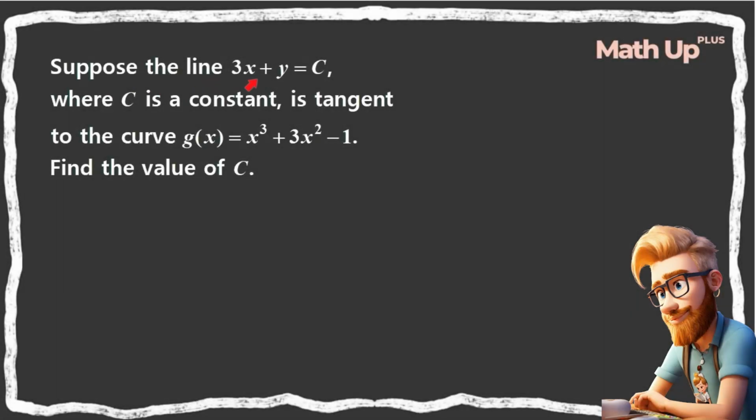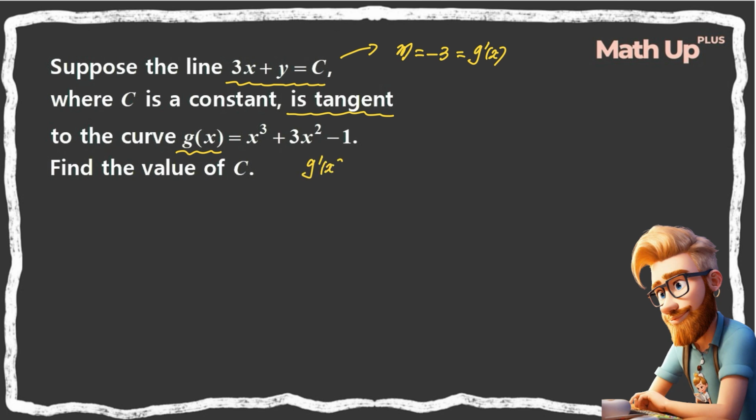Suppose the line 3x plus y is equal to c, where c is constant, is a tangent to the curve g of x. The question is to find the value of c. Okay, since the line 3x plus y is equal to c is a tangent to the curve g, we know that the slope of this line, which is equal to -3, must be equal to the slope of the tangent line of g, which is g prime of x.